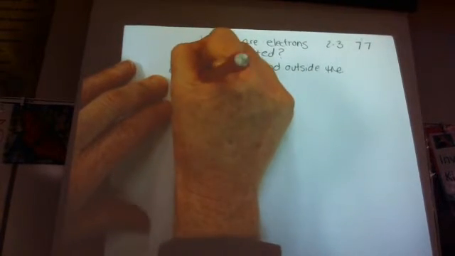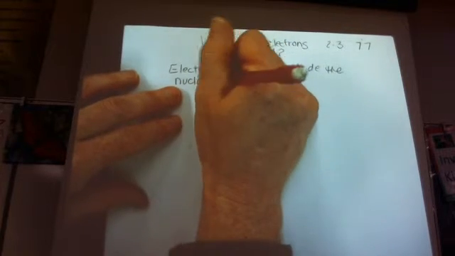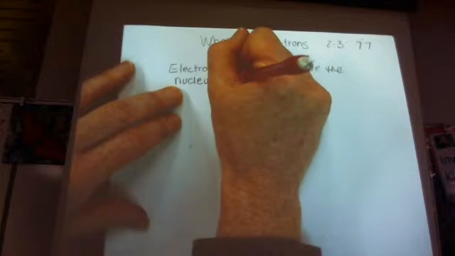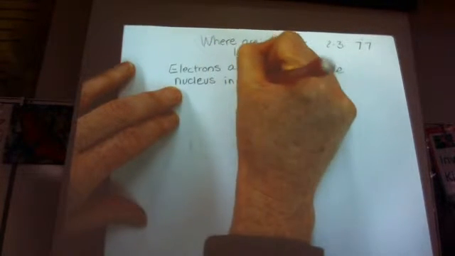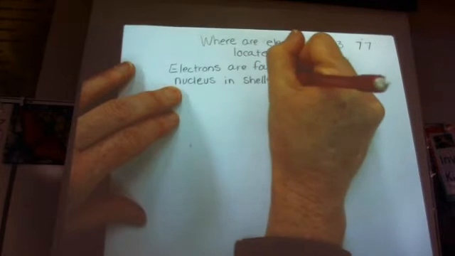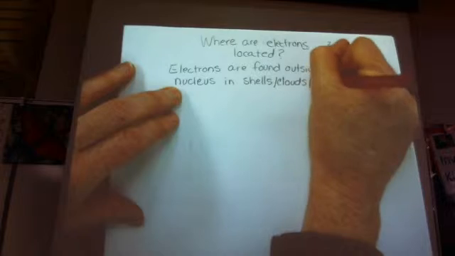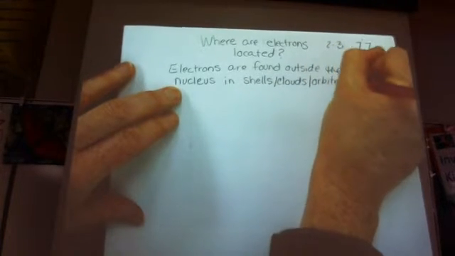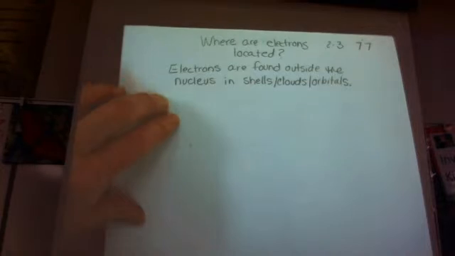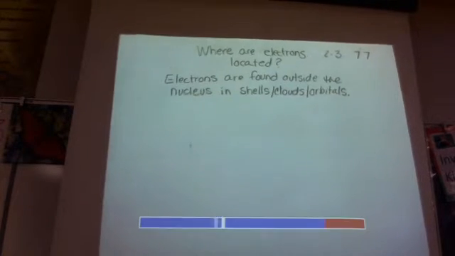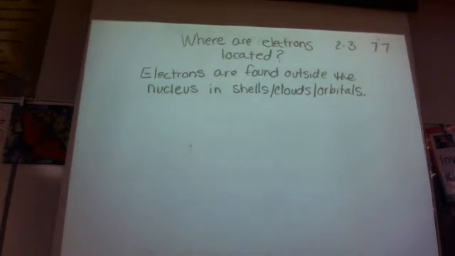And you're going to hear lots of terms, so I want you to be familiar with all of these. You're going to find them outside the nucleus in shells, clouds, orbitals. So you can use these interchangeably. If you see one, know that it could be called something else. So be familiar with that. They're kind of like synonyms here. So shells, clouds, or orbitals.